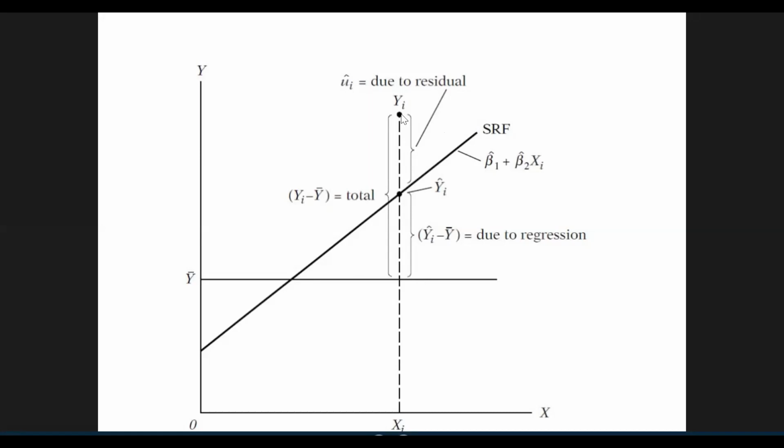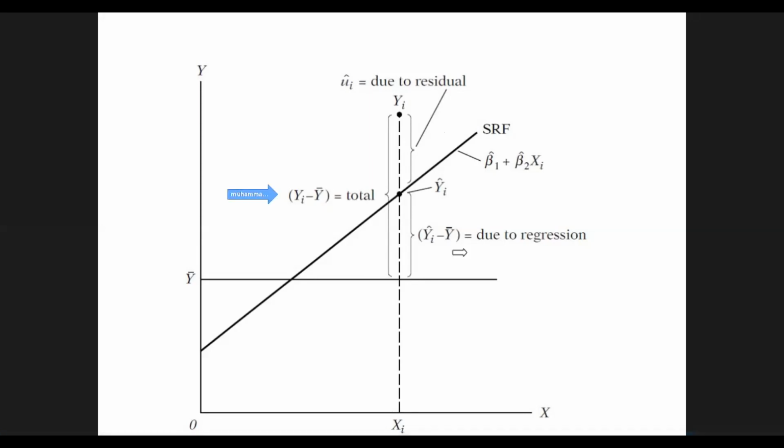So the total variation, that is yi minus y bar, is split in two forms. One is due to residuals and the other is due to regression. So this is the total variation. Here it is, yi minus y bar, this is the total.